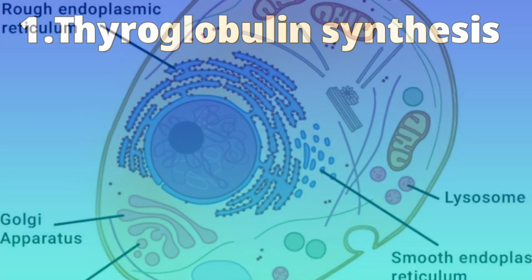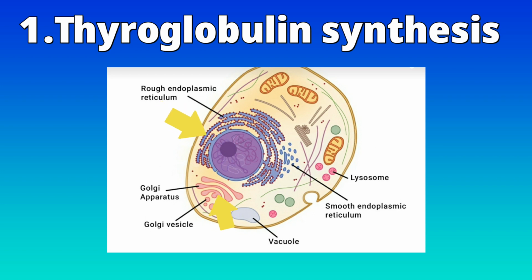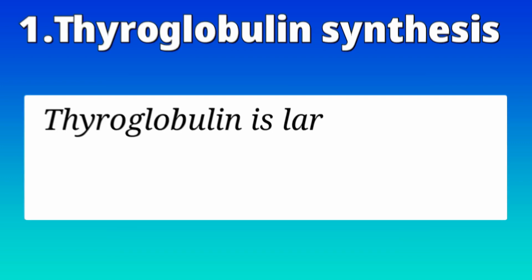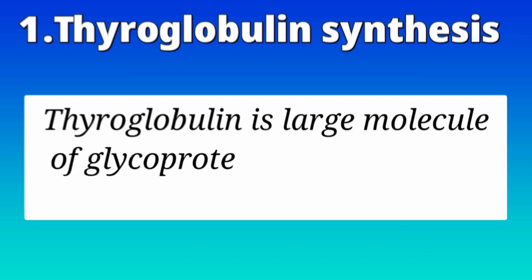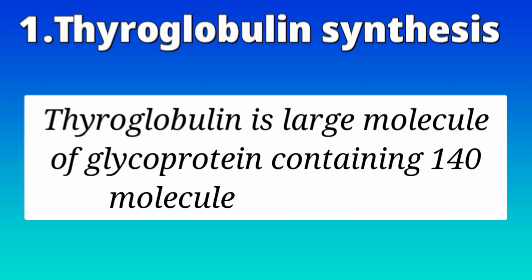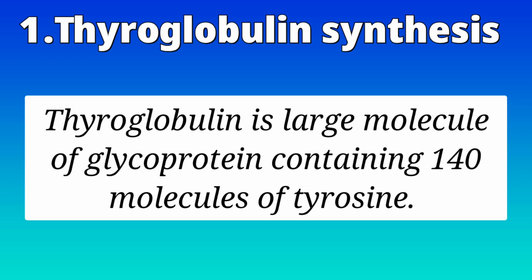Now, the first stage of synthesis is thyroglobulin synthesis. Endoplasmic reticulum and Golgi apparatus in the follicular cells of thyroid gland synthesize and secrete thyroglobulin continuously. Thyroglobulin molecule is a large glycoprotein containing 140 molecules of amino acid tyrosine. After synthesis, thyroglobulin is stored in the follicle.